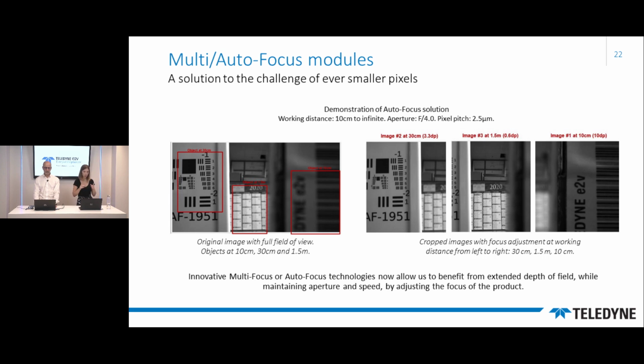So you can see on an example on the left, the original image that I took with the full field of view. You see on this image 3 different objects that we would like to observe. So the first one on the left, you have a target that is located at 10 centimeters from my module. Then in the middle, you have a calendar located at 1.5 meters of the module. And finally, on the right, at 30 centimeters of my module, I have a barcode.